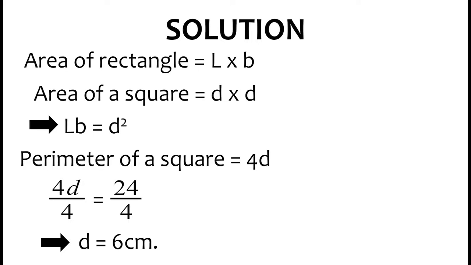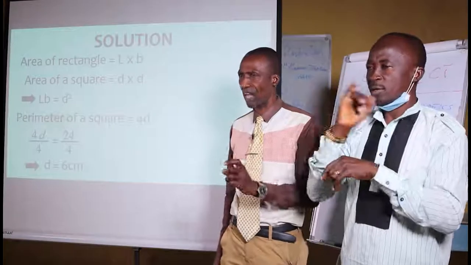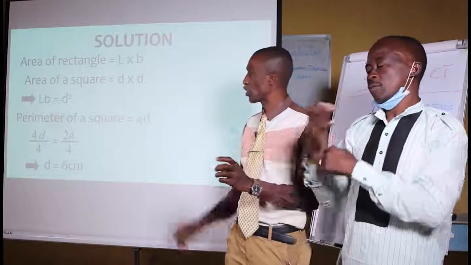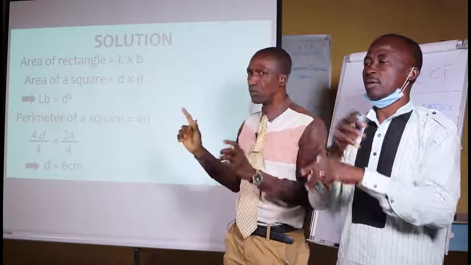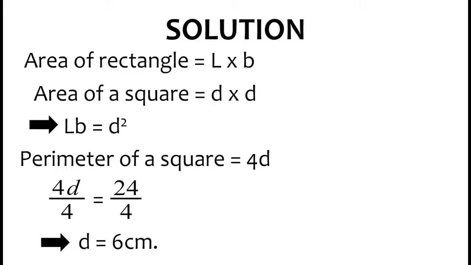Well, the area of a square is d times d, if d is taken to be a side of the square. So the area is d times d, and that will give you d squared. So from the question, L times b, which is LB, equals d squared.